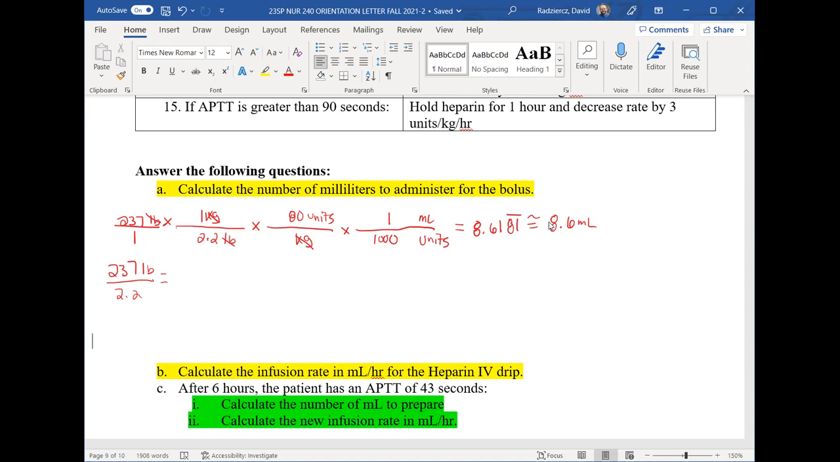The only thing I'm showing you is that if you chop it up, you should come up with the same answer. But if you're being told to do it the one long way, then do it the one long way. This is just another way. I would start off by getting pounds to kilograms. It would be 107.7272 repeating. So I would just do 107.7 kilograms. Then I would multiply by the 80 units per kilogram.